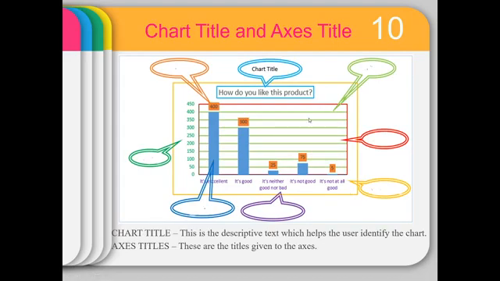Chart title tells the user what the chart is about or what it is depicting. Axis title is the title given to an axis. Like here, for the horizontal axis, you can write opinion, and for the vertical axis, you can give the title as values.